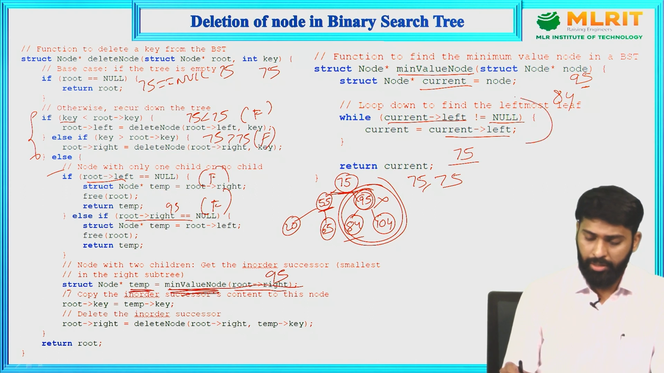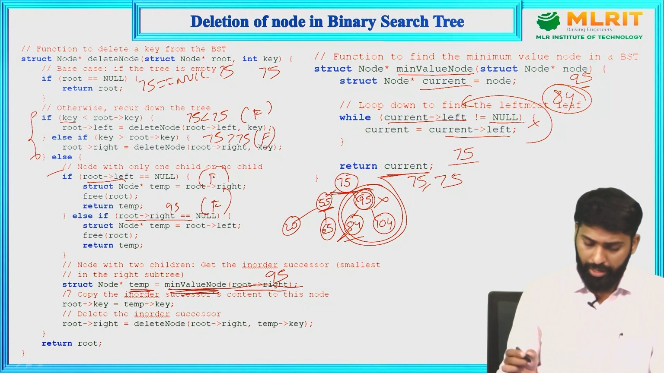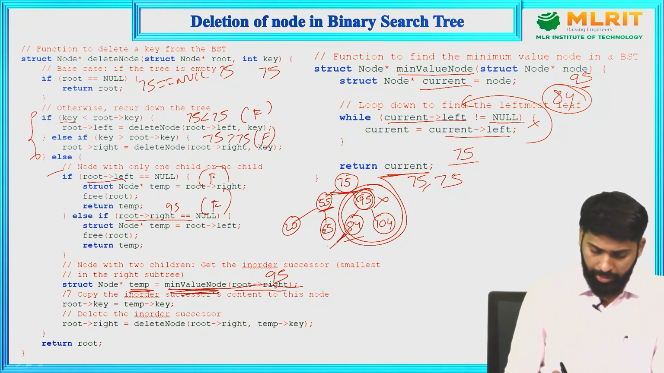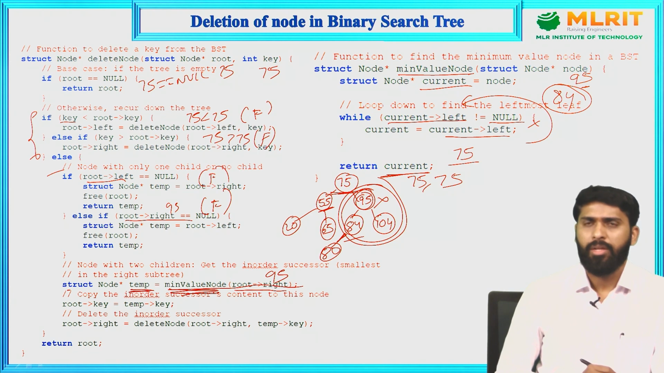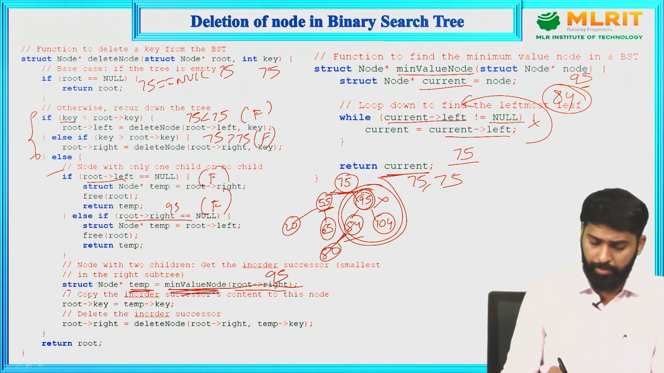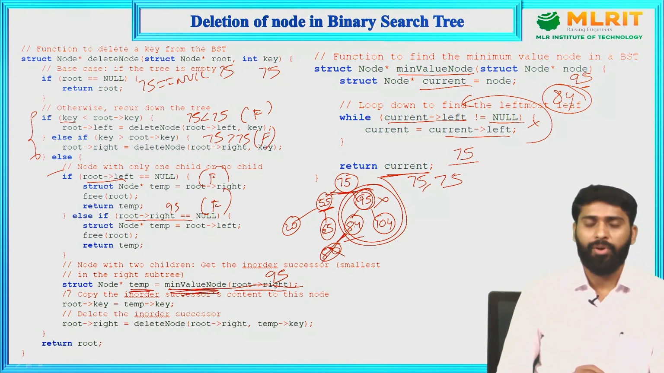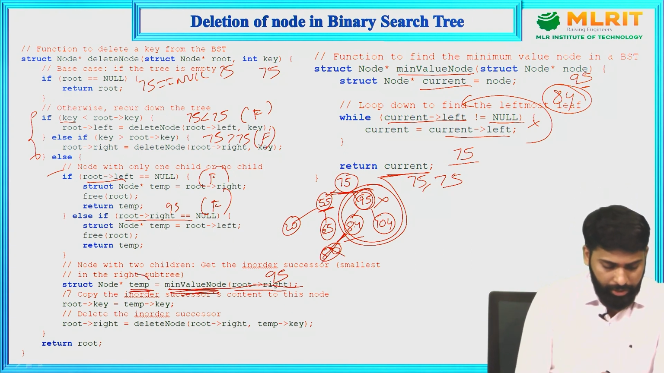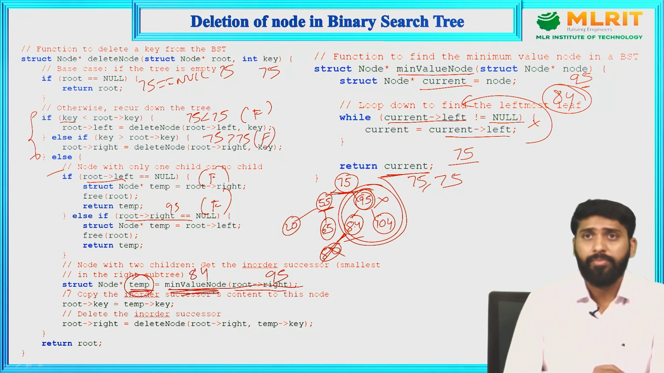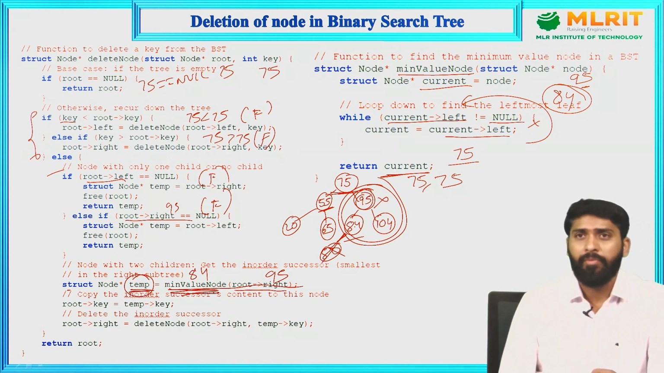Again you check, 84 left is null now. So we stop here and return the current. Now what is the current? 84. Let us assume here if you have 80, then the 75 successor will be 80. In this case 95 and move to left side, again move to left side. Okay, same algorithm. So now in this case 84. Now 84 is assigned to temp here. Now we found the minimum value node.